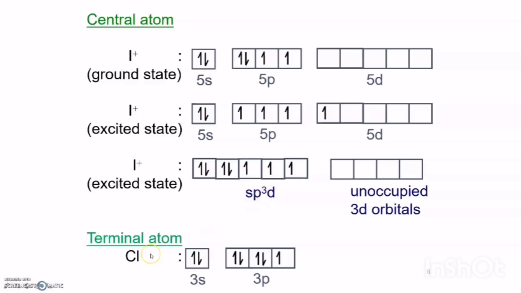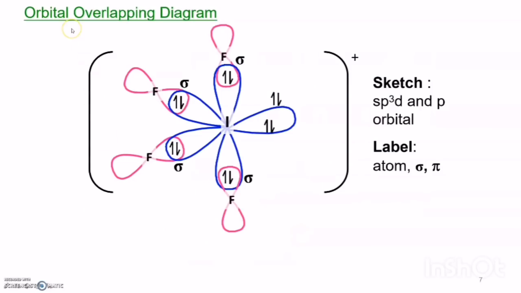Right. So for the terminal atom, chlorine 7. We have 1, 2, 3, 4, 5, 6, 7. This one we overlap after this. Okay. So drawing the orbital overlapping diagram. Alright, so sketch sp3d.